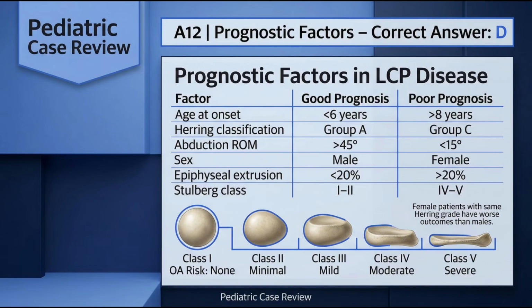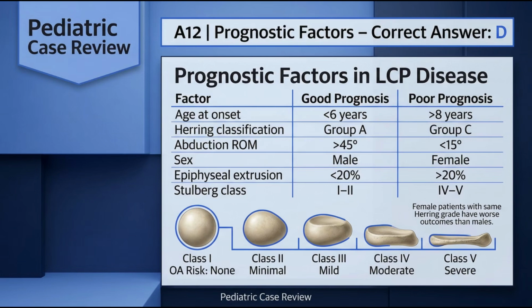15 degrees. The 3 strongest validated predictors of poor outcome in Legg-Calvé-Perthes disease are age above 8 years at diagnosis, Herring group C lateral pillar classification, and abduction range of motion below 15 degrees. Additional poor prognostic factors include lateral epiphyseal extrusion above 20%, female sex, and Stulberg class 4 or 5 at skeletal maturity. Female patients with the same Herring grade consistently have worse outcomes than male patients.